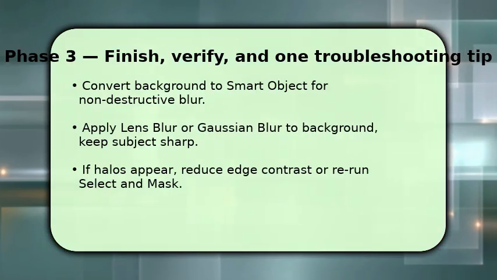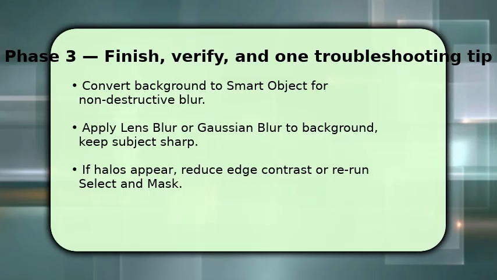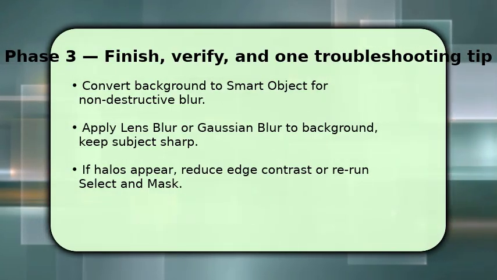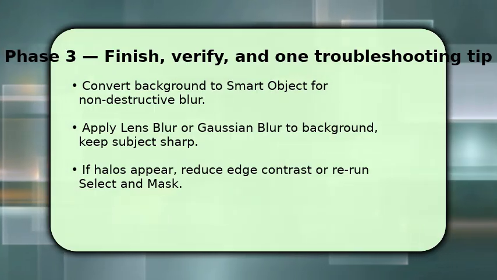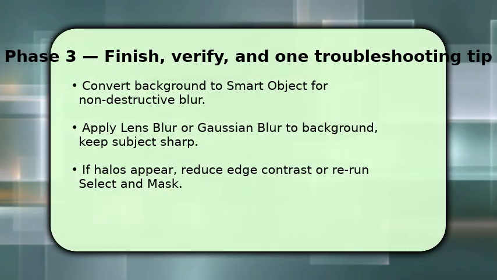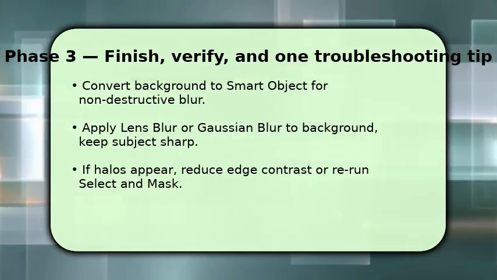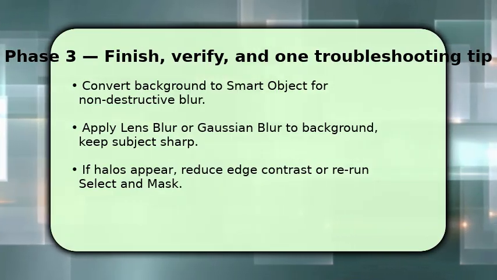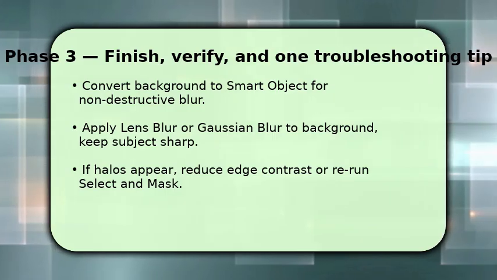Finish by converting the background into a smart object. This lets you tweak blur settings later. Apply lens blur or Gaussian blur to the background layer. Increase radius until the subject reads as in focus against a softer plane. Once done, use a curves or levels adjustment to restore midtone separation. This helps the subject pop.